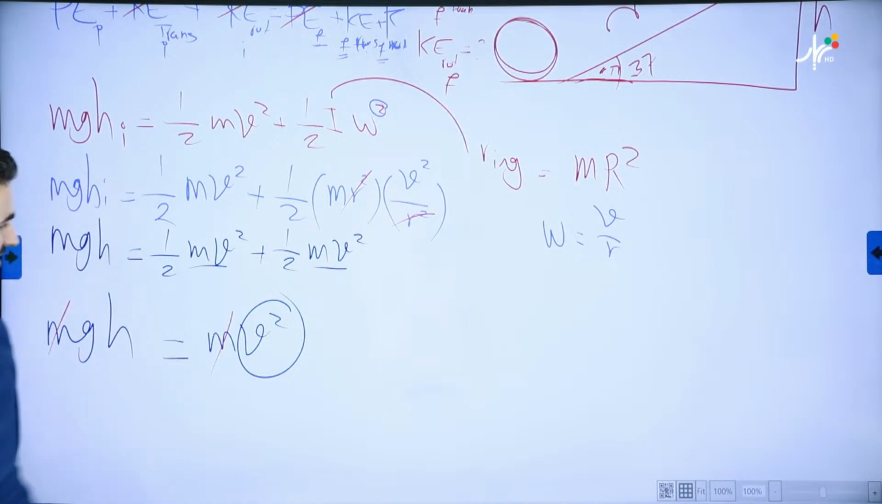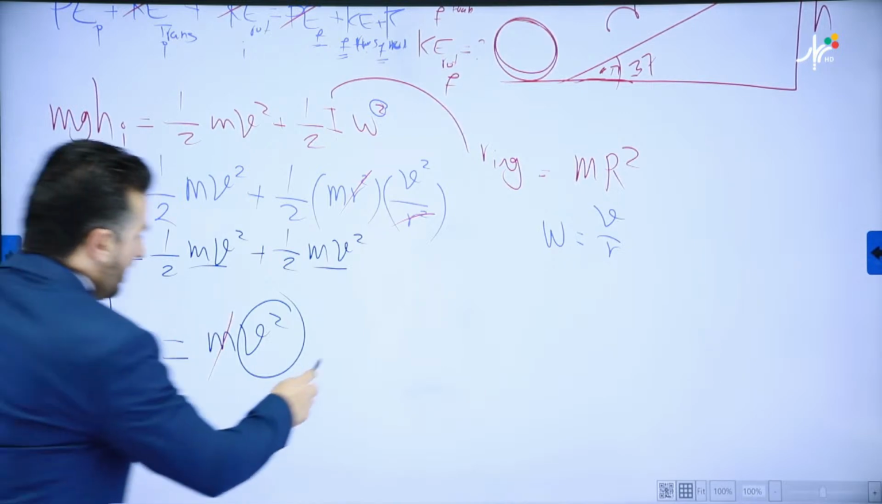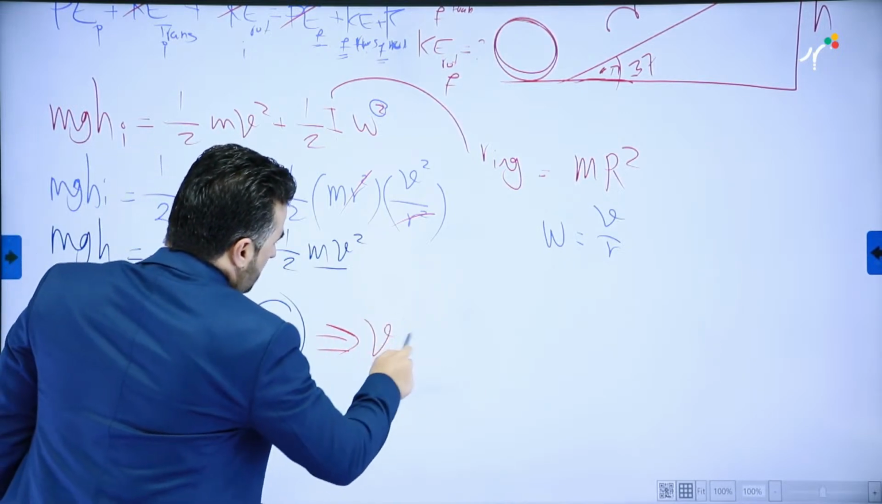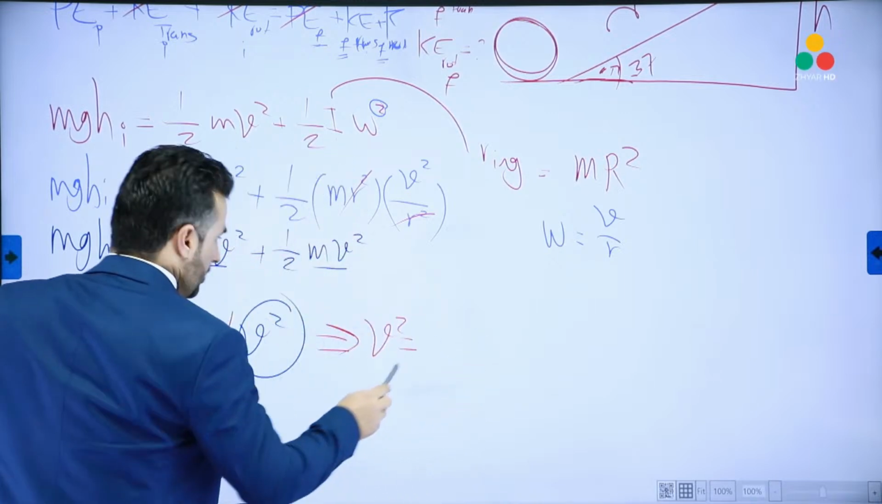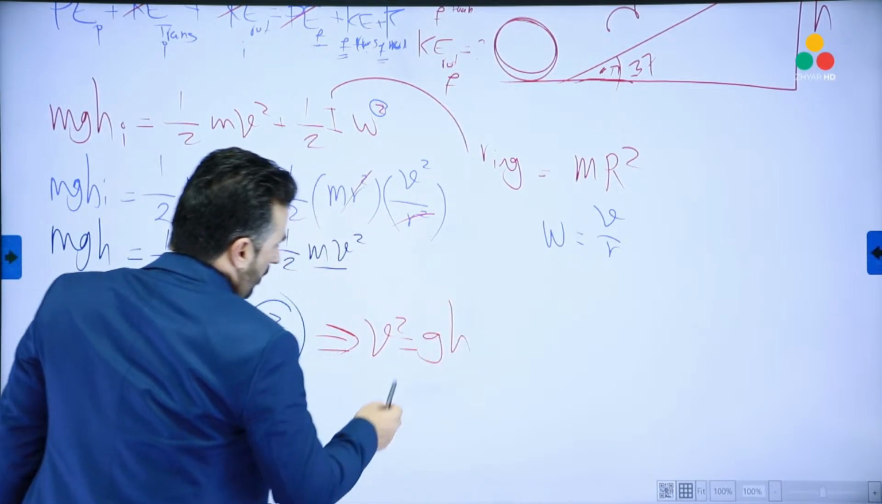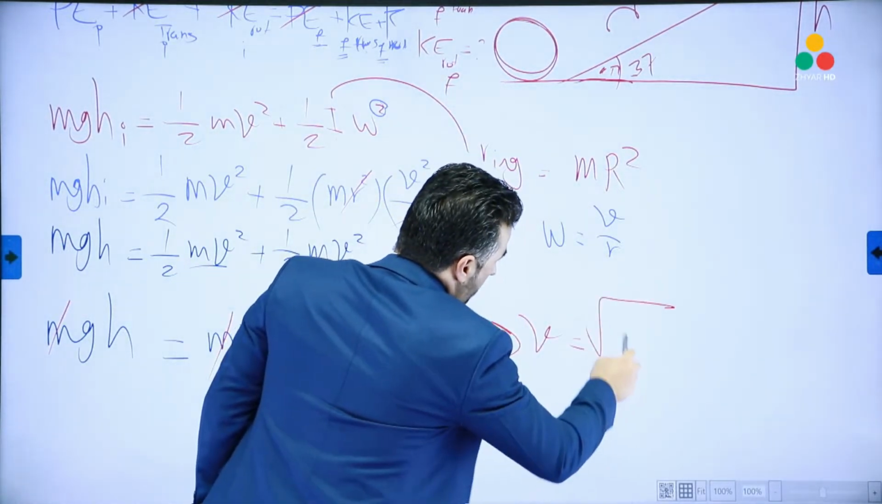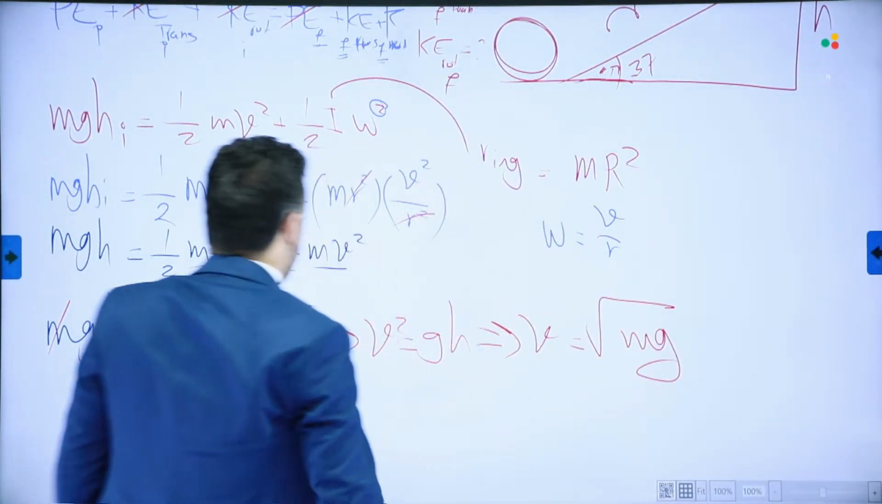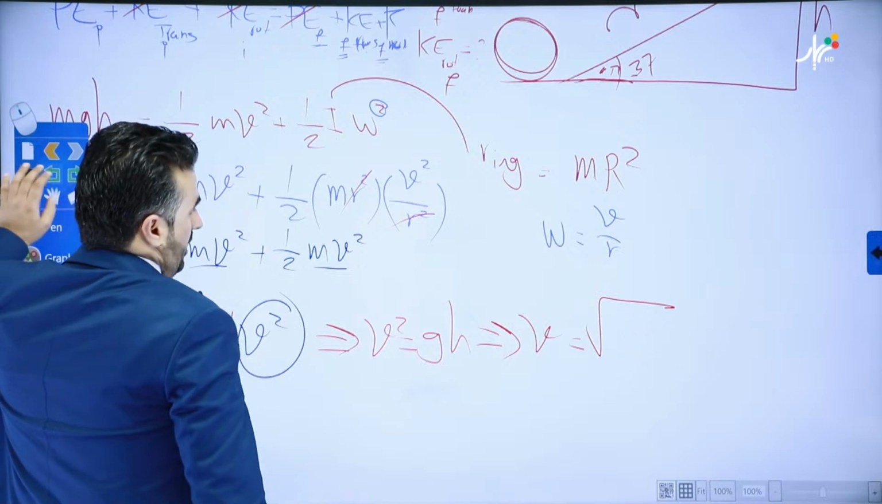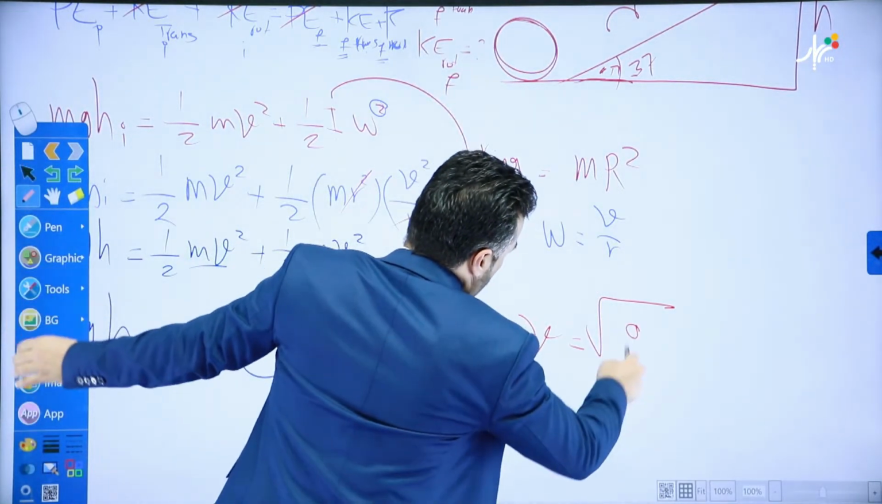We have mass and mass in here, so they cancel out. So we can say speed squared equals gh. But we want speed, not speed squared. So speed equals the square root of gh. Not mg, my bad. It is gh.